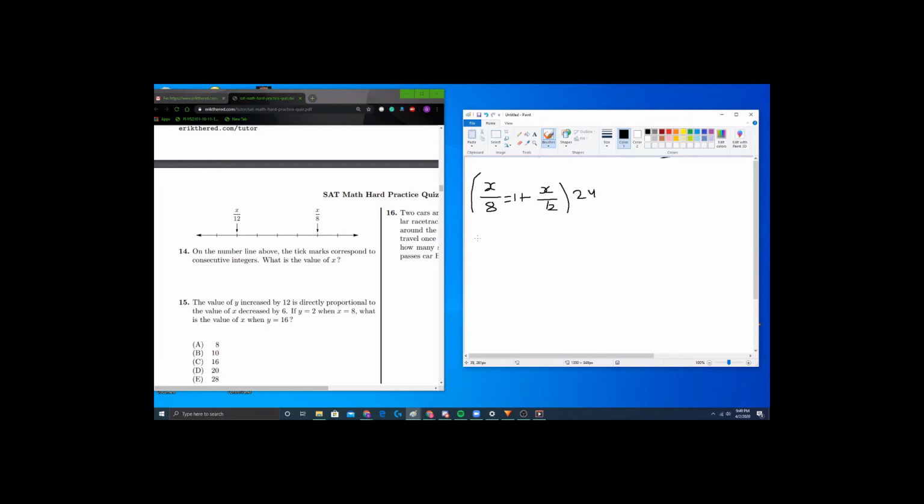So what will happen is we're going to have 3x here, because 24 divided by 8 is 3. 3x is equal to 24 times 1, which is 24. 24 divided by 12 is 2x. Subtract 2x from both sides. We'll get x is equal to 24. And what is the value of x? Well, we just got it right here. x equals 24.